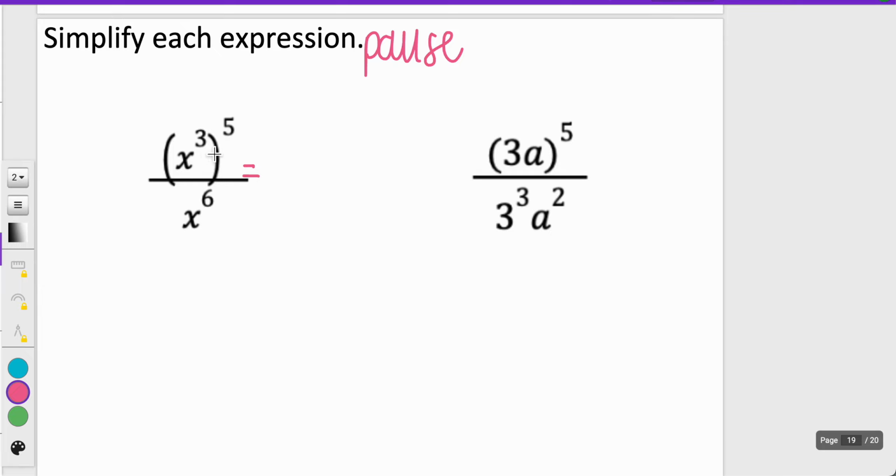All right, first things first, I'm going to distribute the exponent. This will be x to the 15th over x to the 6th. And then I'm just going to take 15 and subtract 6. That'll give me x to the 9th.